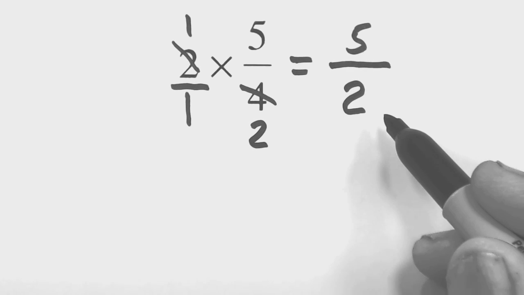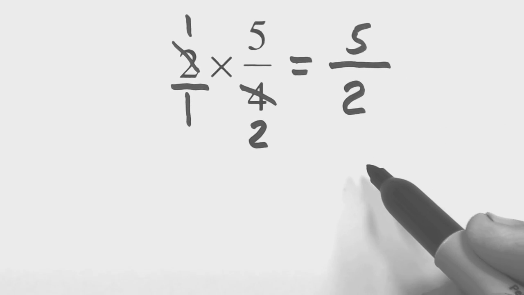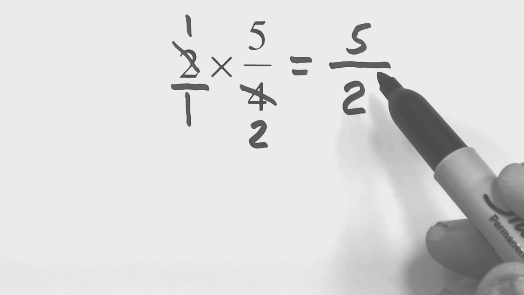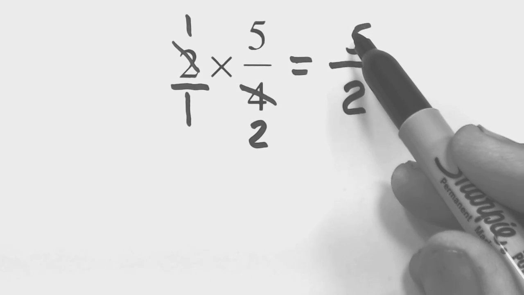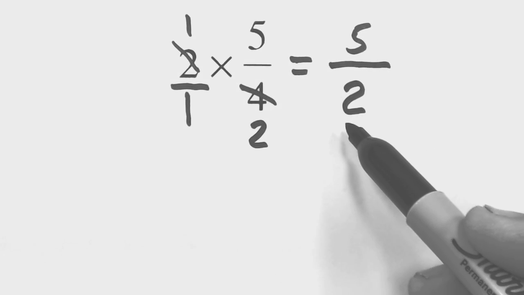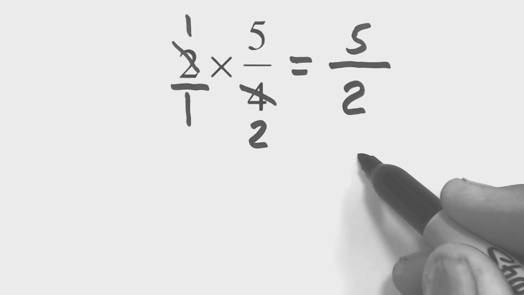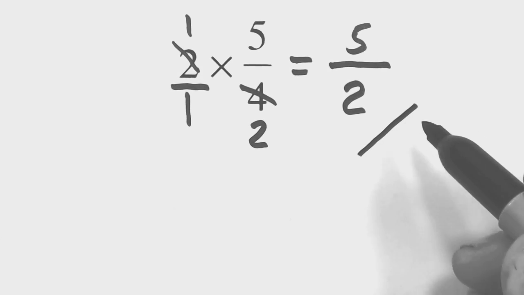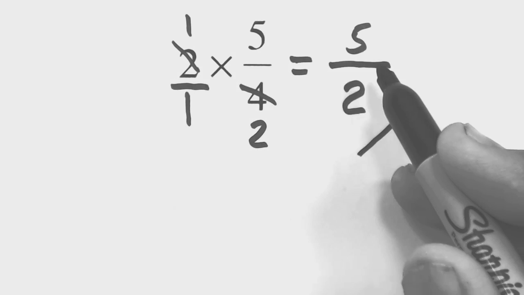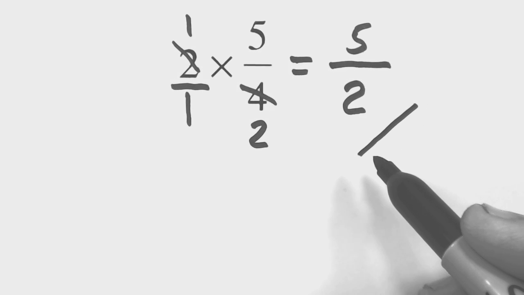2 will not reduce into 5. This is an improper fraction, meaning it has a value greater than 1. The numerator is larger than the denominator. But again, in the algebra, for simple problems like this, we can leave the answer as an improper fraction.